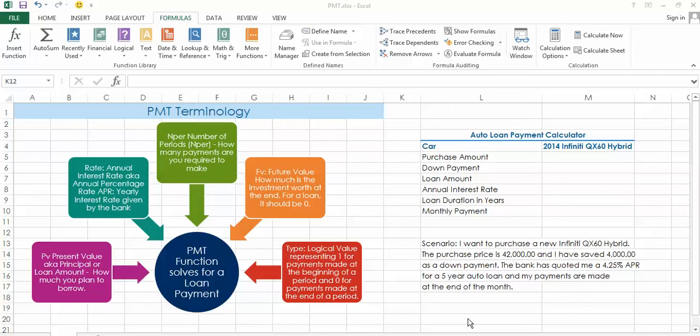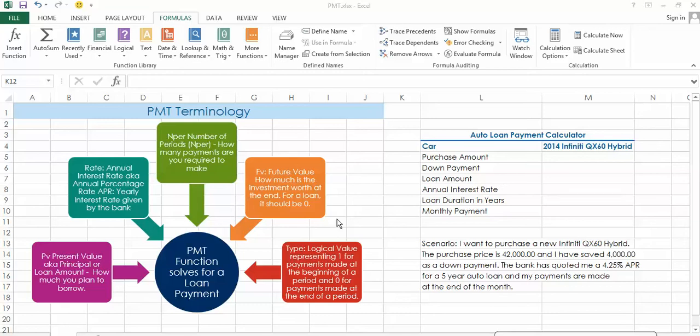In ITE 140, financial functions are some of the most important functions that you'll learn to use in the class. Financial functions are used by accountants and banking and finance professionals, and of course by anyone who really needs to borrow or save money. So, we're going to take a look at the payment function first.